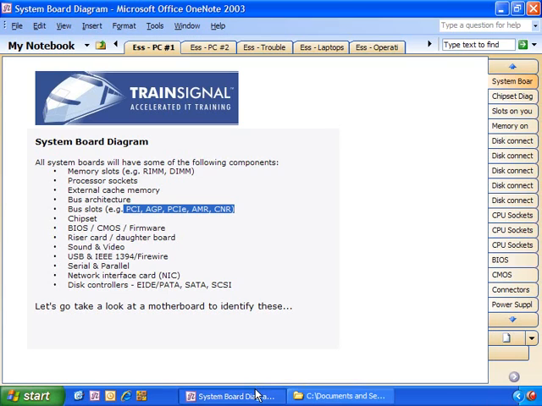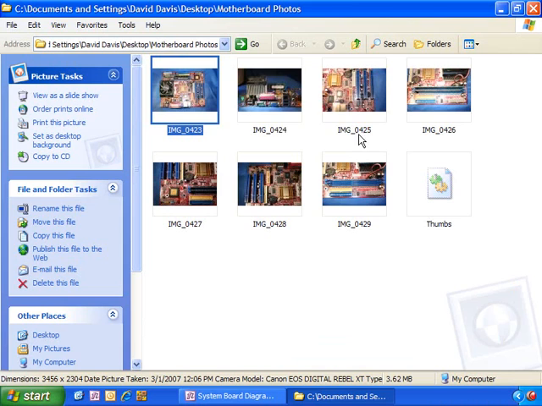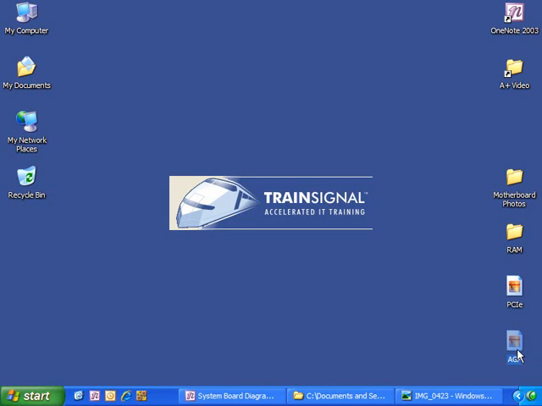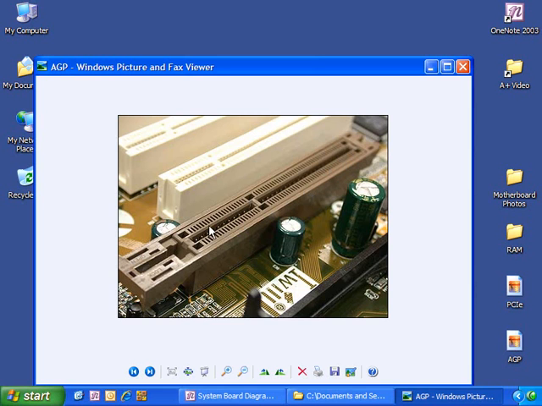All right. Next up is AGP, AMR, and CNR. If I go back here to my motherboard diagram, the AGP slot is not found on this motherboard. AGP is for a dedicated graphics card, and an AGP slot is going to be brown. And I do have a picture of one. If I open up this, you see this right here. This is an AGP card slot. These here are PCI. Typically, PCI slots are white, although on the motherboard I had over here, they were blue for some reason. But this is an AGP card slot.